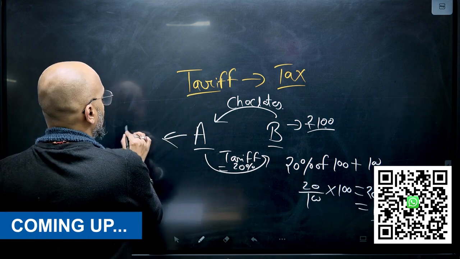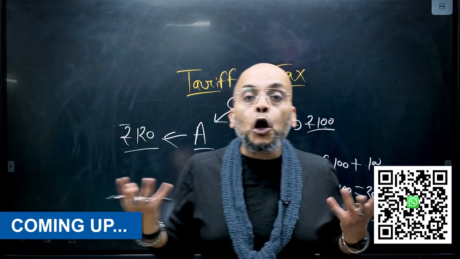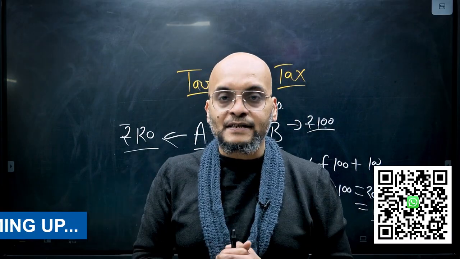In the market of country A, it will be sold at 120 rupees. It has become costlier. Its price has increased.